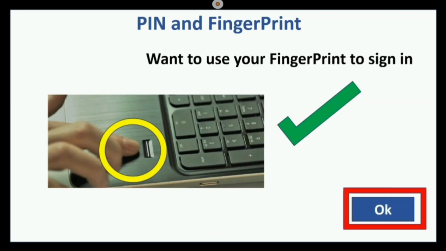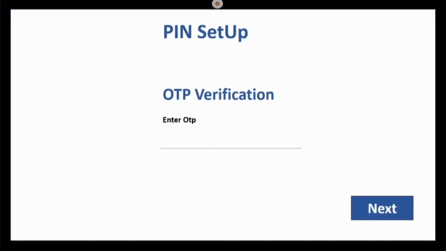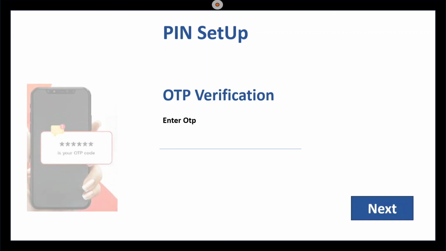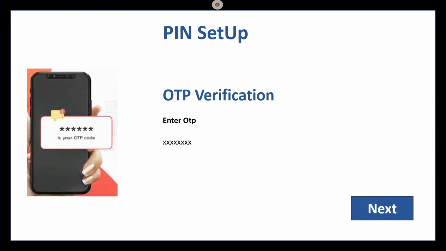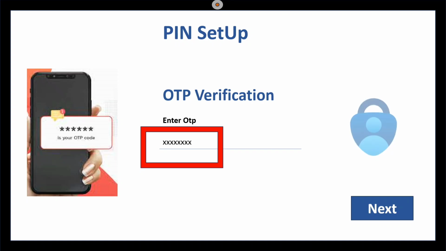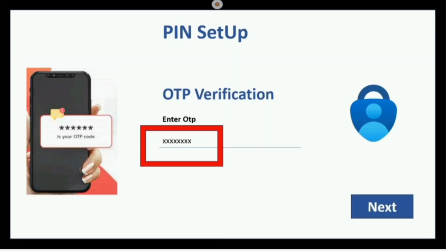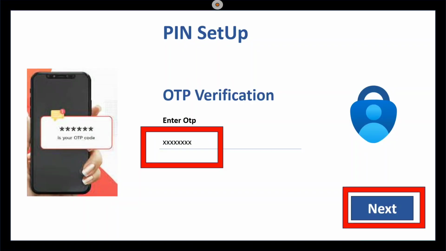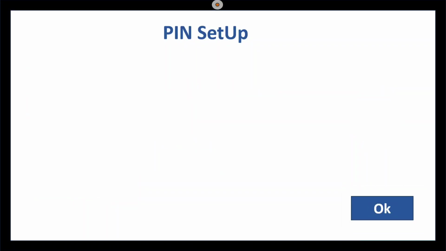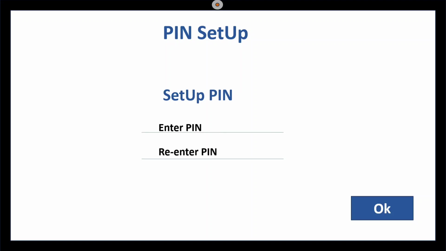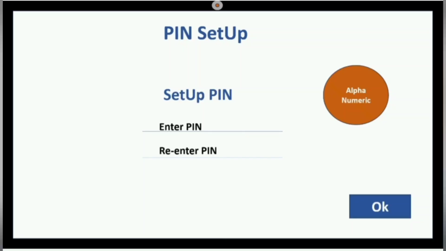Now the next thing is pin generation. For this pin setup, you need to enter the OTP which will be received on your registered mobile number, guys. After entering the OTP, there might be an authenticator verification also, Microsoft authenticator verification. After those verifications are done, please click on next, and you will be redirected to a page to set up the pin, guys. You can enter the pin using alphanumerics. Earlier it allowed only numbers, but now it allows alphanumerics also, for more security.